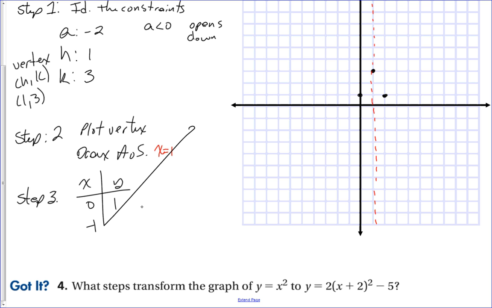If you plug in negative 1, you should get out negative 5. So negative 1, 1, 2, 3, 4, 5. We know this mirrors over the axis of symmetry, so once we find 1 point, we can just simply mirror it over the axis of symmetry, and then we can draw in our parabola. Hopefully yours looks a little better than mine. All right, so there is our parabola.